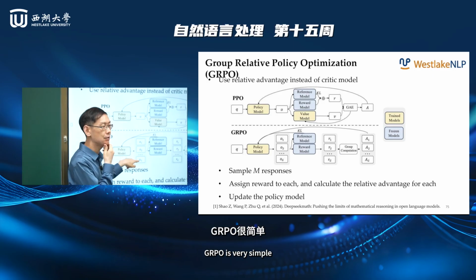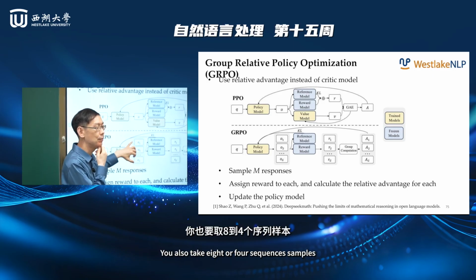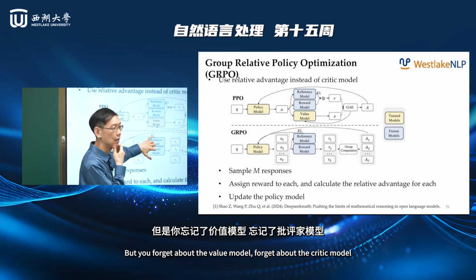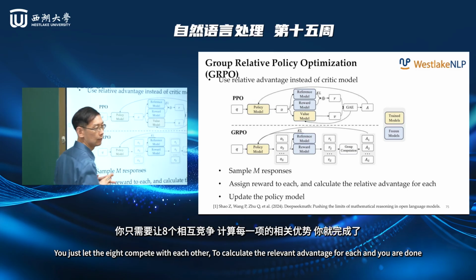GRPO is very simple. You also take 8 or 4 sequence samples, but you forget about the value model, forget about the critique model. You just let the 8 compete with each other to calculate the relative advantage for each, and you're done.